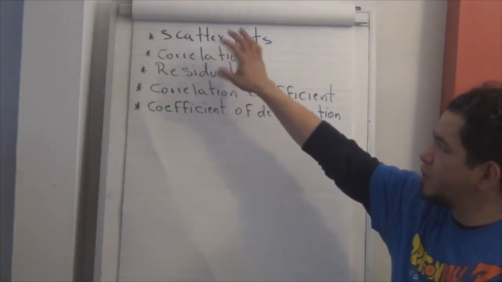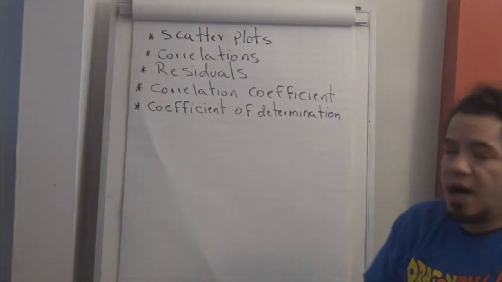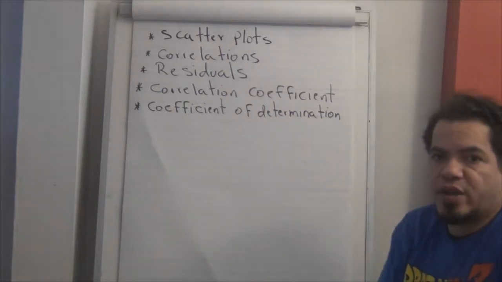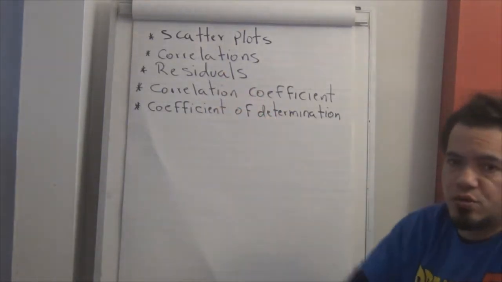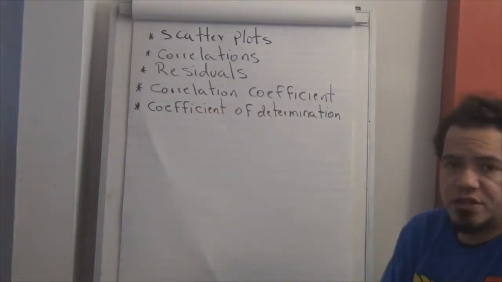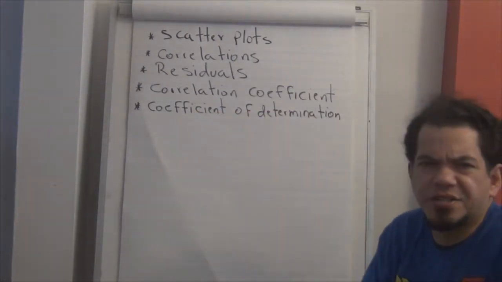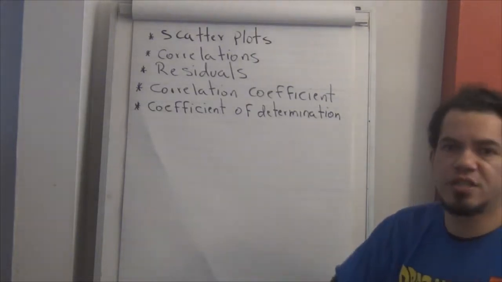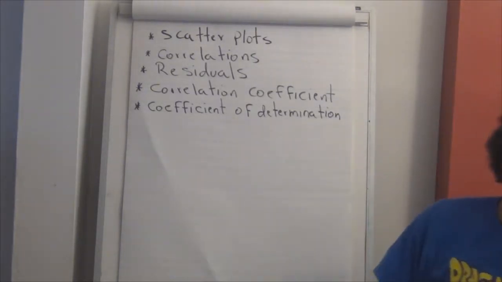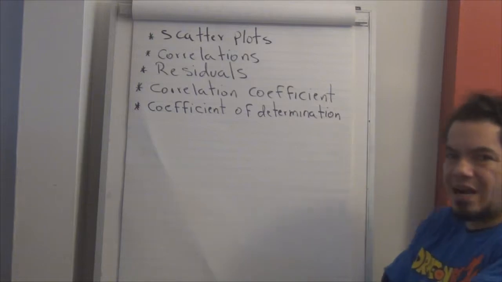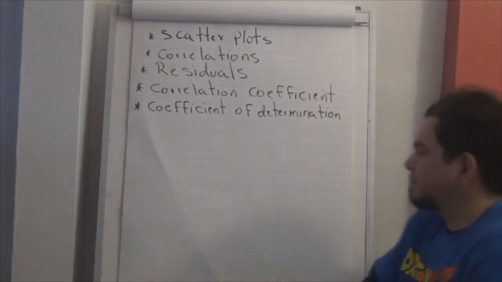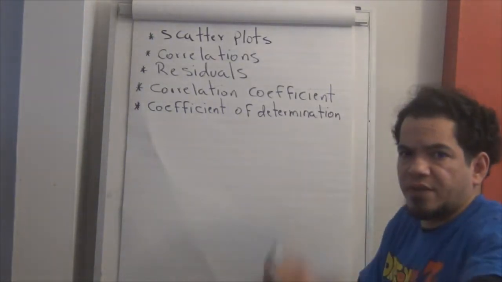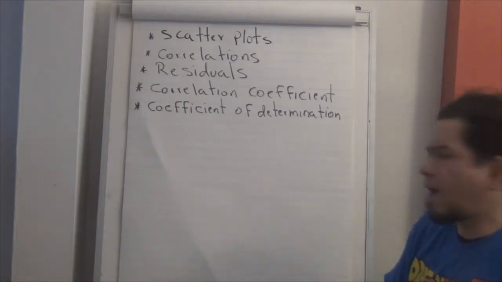Today we're going to be looking into scatterplots, correlations, the types of correlations that we can have, residuals, correlation coefficient, and coefficient of determination. They might sound familiar to you, they might not, it doesn't matter, we're still going to look into that. Alright, so let's start with a scatterplot. What is a scatterplot? Well, it's nothing more than a bunch of data placed in a graph.